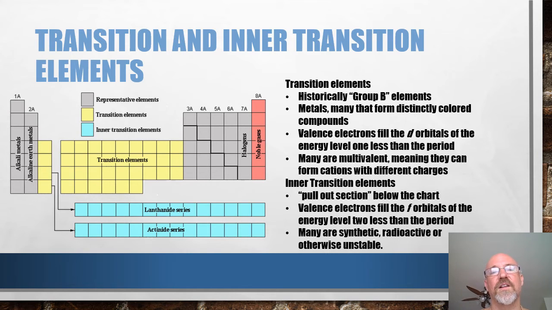Their valence electrons are filling the f orbitals. It's the f orbitals that are partially filled. And since there are 14 different possible spots that are f orbitals at any energy level, then you have 14 different elements that are in that section.